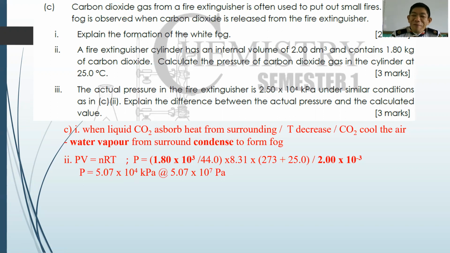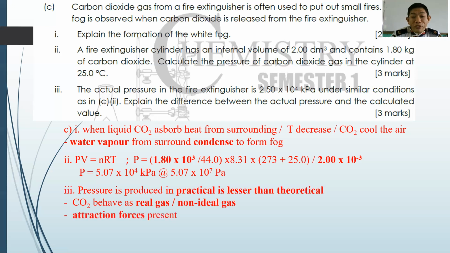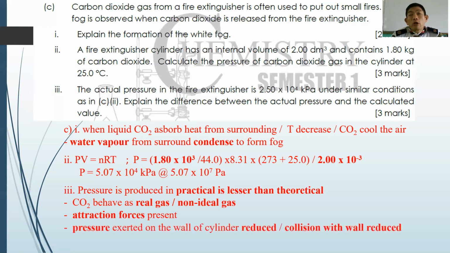Then you have to go back to the beginning, which is explaining the deviations of the gases. In here, it is a negatively deviated gas. So how are you going to explain? The pressure produced is lesser than theoretical. Why? Because carbon dioxide behaves as a real gas or non-ideal gas. Therefore, attraction forces, or van der Waals forces, or weak intermolecular forces are present. Therefore, pressure exerted is lesser than expected, or particles collide less frequently with the wall of the container, or you can say the pressure is reduced.